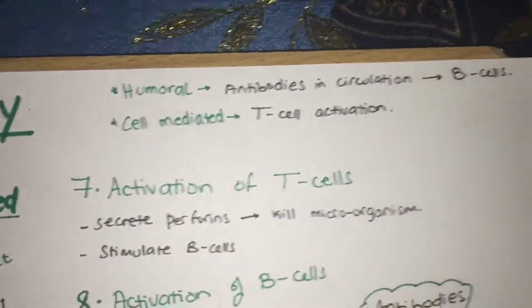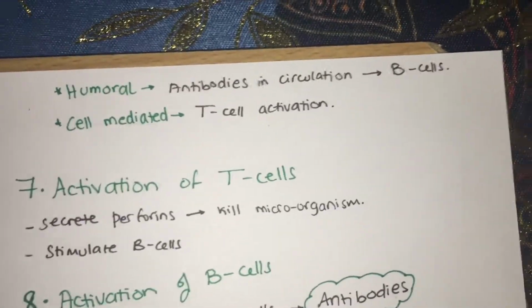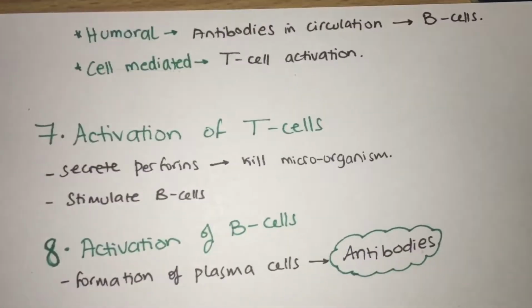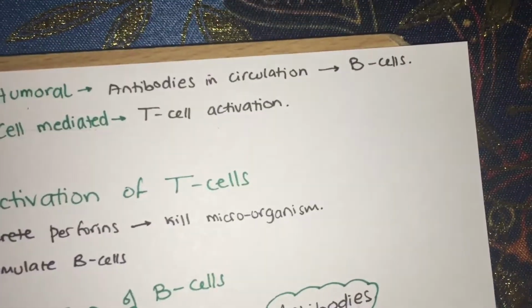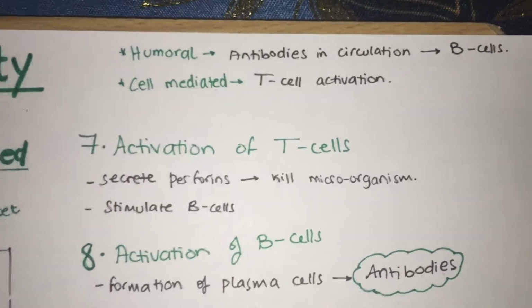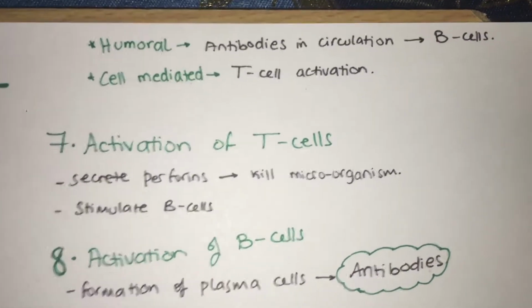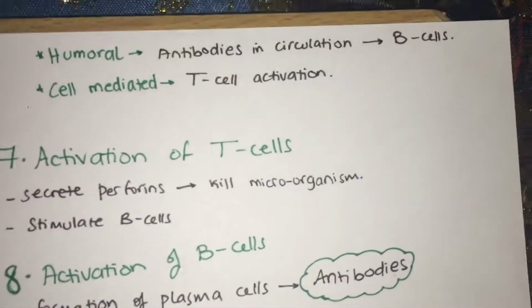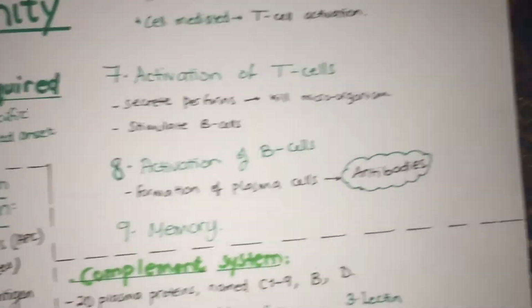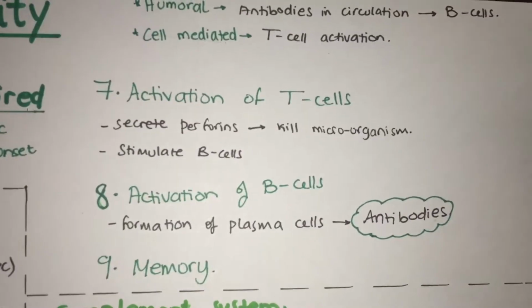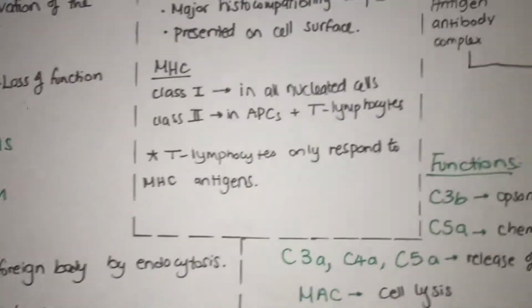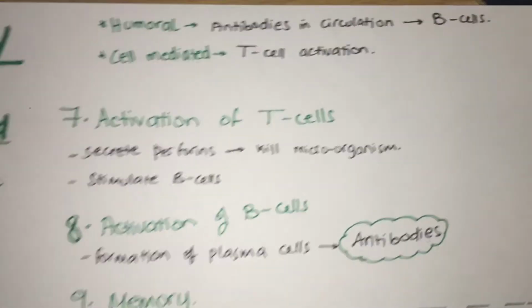We have two types. We have humoral and cell-mediated. Humoral is related to antibodies in circulation, or in other words, it's related to B cells. We have cell-mediated, which is about T cells, the activation and function of T cells. So the first thing that happens is that we activate the T cells. The T cells are activated how? When they see MHC antigens, okay? So we activate the T cells.